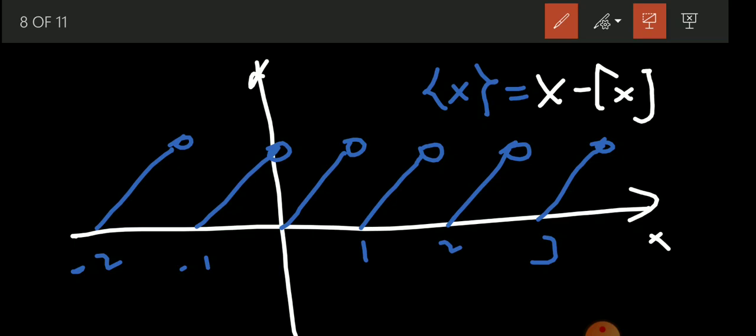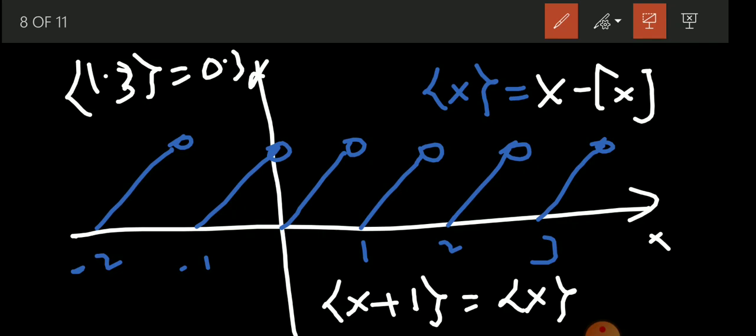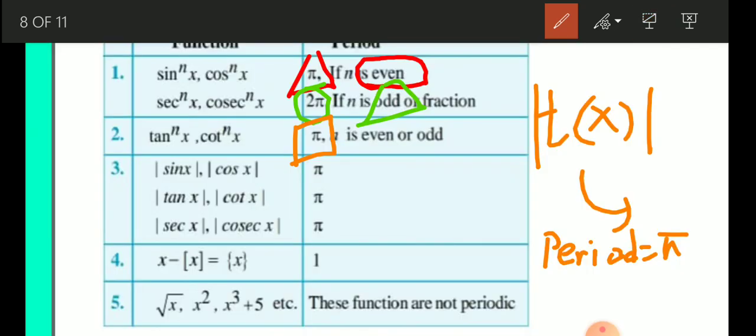So here, the fractional part of x plus 1 is equal to the fractional part of x. How does it come? Let's take an example: 1.3. What is the fractional part of 1.3? That is 0.3, correct? And what is the fractional part of 7.3? The result is still 0.3. Suppose 20.3, the result is the same 0.3. Okay, so these are the results. Anyhow, the period of the fractional part of x is 1.